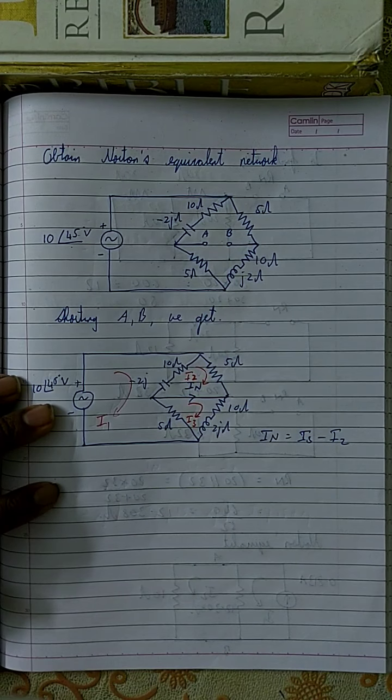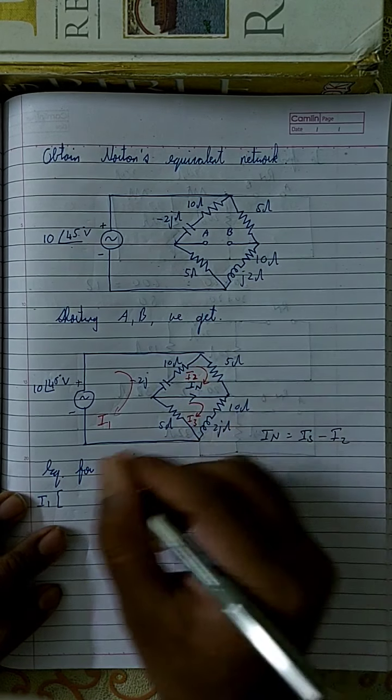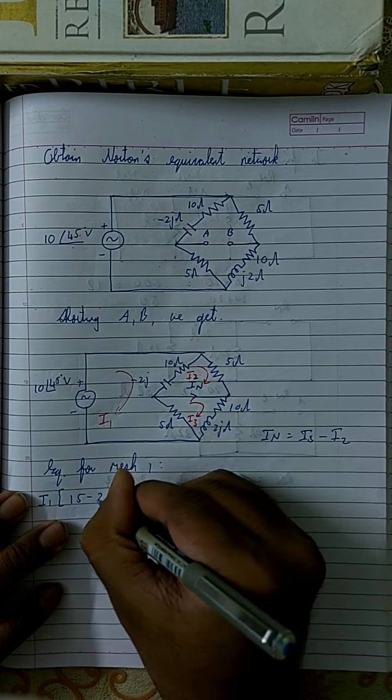So here we apply the equation for mesh 1. In the equation for mesh 1, I1 is positive and I2 and I3 are considered negative, right? So I1 is positive, so I1 into, and I1 is touching this 10 ohm, this minus 2j and this 5 ohm. So 10 plus 5 is 15. So we have 15 minus 2j.